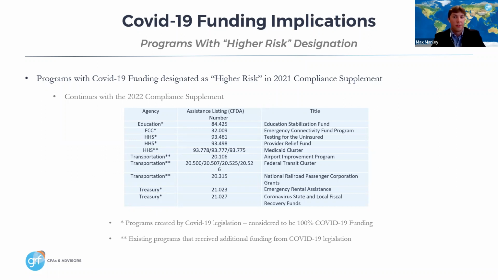But first, on this slide we have a list of programs that are considered to be 100% COVID funded. This table is available in Appendix 7 of the supplement. So again, when you're reviewing your SEFA, it would be useful to refer back to this table and check it against your AL numbers, just to potentially identify any COVID funding that you may have.